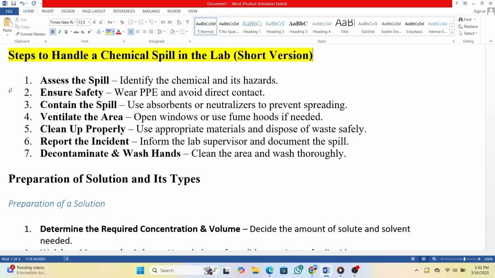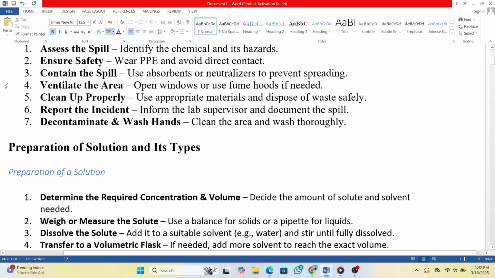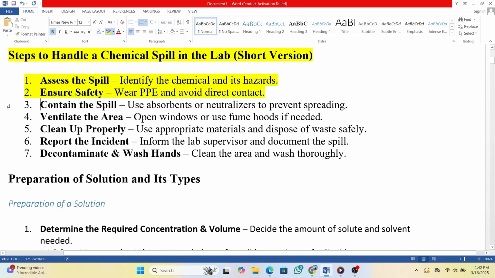4. Ventilate the area, open windows or use fume hoods if needed. 5. Clean up properly, use appropriate materials and dispose of waste safely. 6. Report the incident, inform the lab supervisor and document the spill. 7. Decontaminate and wash hands, clean the area and wash thoroughly.